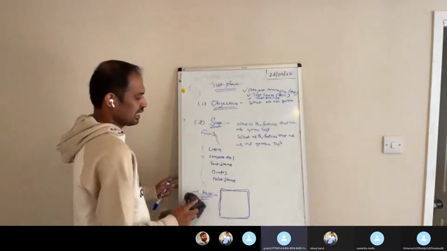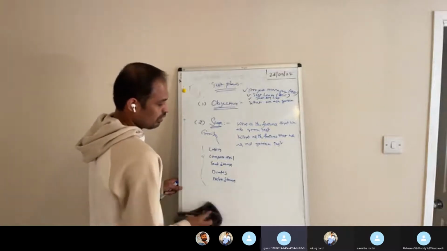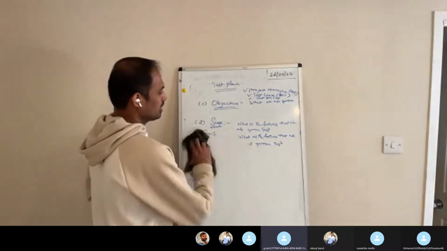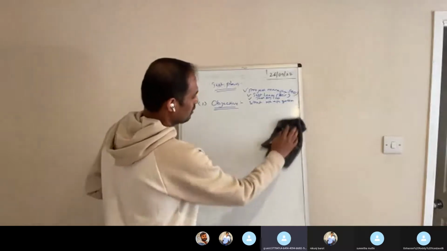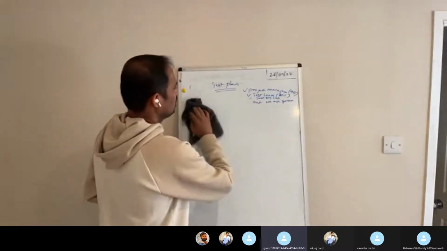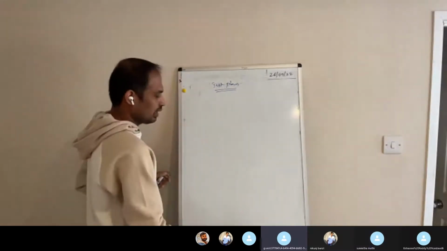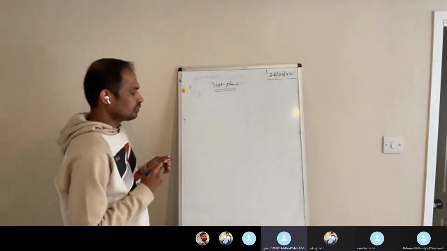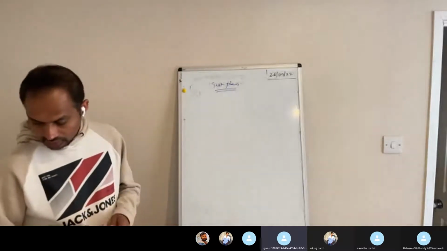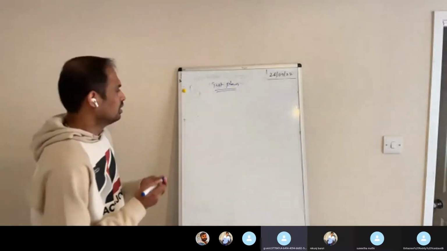Okay, this is the second one. What is meant by objective? What is meant by scope? What are the things that we are going to cover in the scope? Okay. Then the third one is testing types.